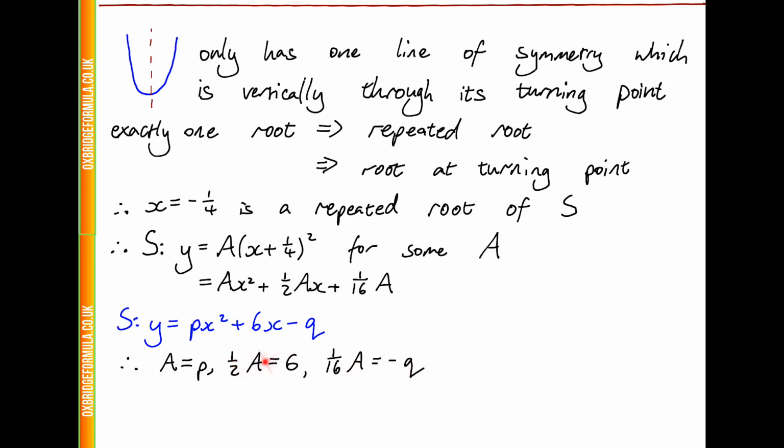Well, the fact that half a equals 6 tells us that a must equal 12. A equals p, so therefore p equals 12. And q is equal to minus a 16th times a, if we move that minus 1 onto the other side. So q is equal to minus 12 divided by 16. And we can simplify that fraction to minus 3/4. So p is 12 and q is minus 3/4.